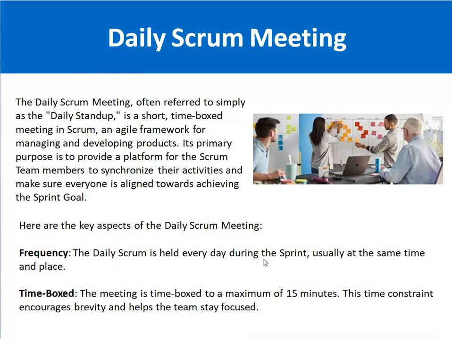The key aspects of the daily Scrum meeting are as follows. First one is the frequency. The daily Scrum meeting is generally held every day, at the same time and in the same place. For example, at 10 o'clock in the morning, in the same place, so everyone knows that the meeting will be held at the same time in the same place.